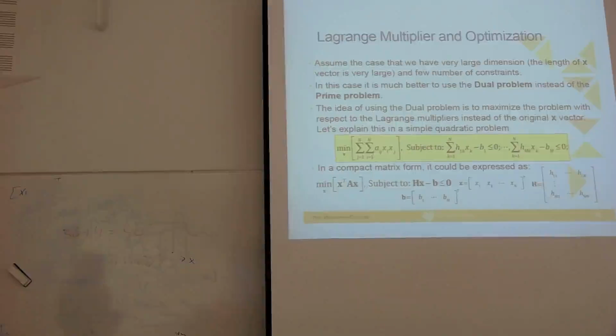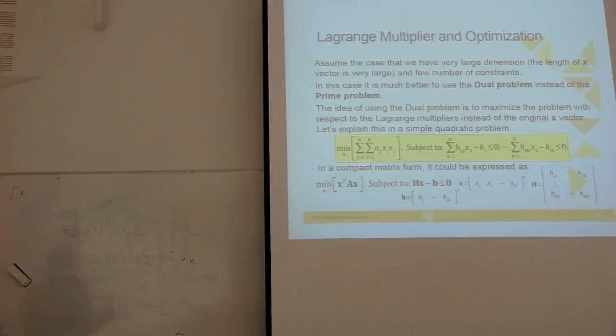So we have seen already the primal form of the problem, and we can also define the dual form. The dual form is interesting in machine learning because in many situations we have a lot of attributes x, but we have fewer constraints.